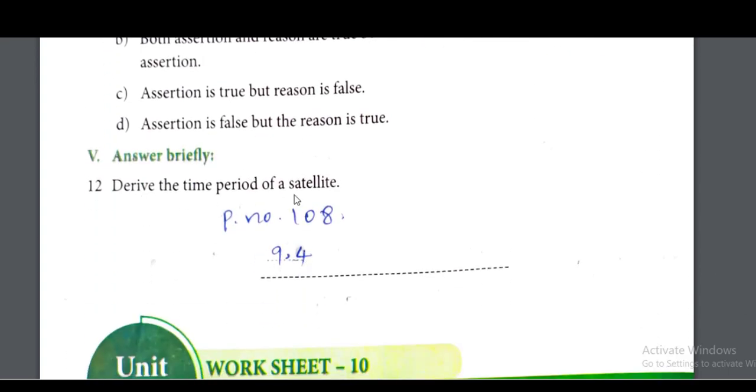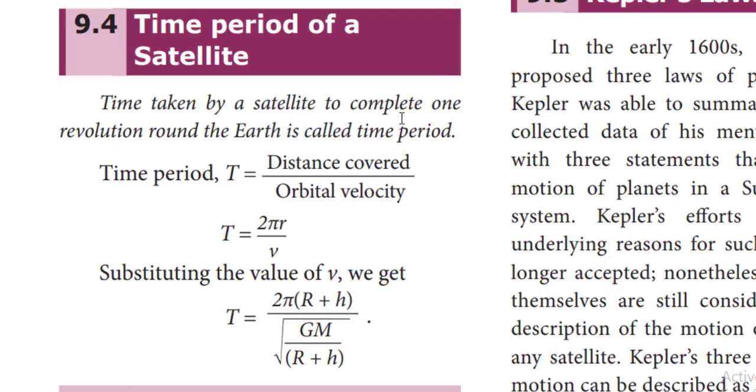Answer briefly. Derive the time period of the satellite. Time taken by a satellite to complete one revolution around the Earth is called time period. Time period T is equal to distance covered by orbital velocity. We know the definition for velocity, it is distance traveled by time. Here we need time, so interchange the equation. Time period T is equal to distance covered by orbital velocity.